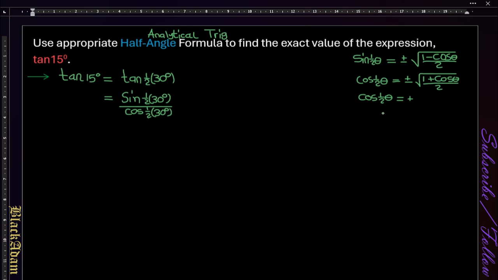Okay, so cos half of 30 degrees: half of 30 is 15, times 2 makes 30, so it's going to be the root of 1 plus cos 30 degrees over 2. And sine half of 30 degrees, we use cos and sine because we need to replace tan, is the root of 1 minus cos 30 degrees over 2. So that's what we have.